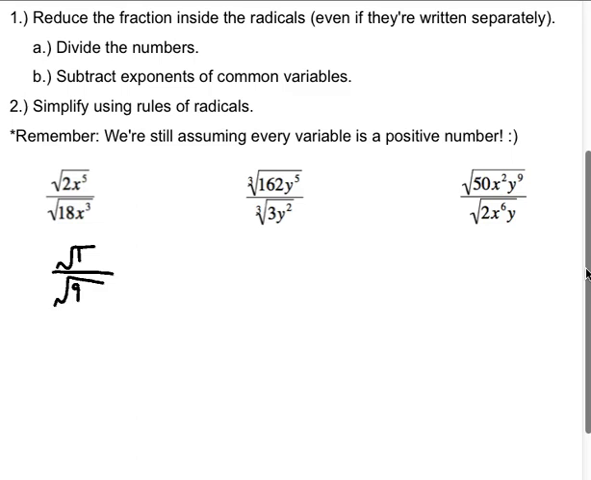X to the 5th divided by x cubed. Well, remember that when you're dividing, you subtract exponents. 5 minus 3 is 2, so you're left with an x squared. So the first thing you always want to do is simplify, okay?